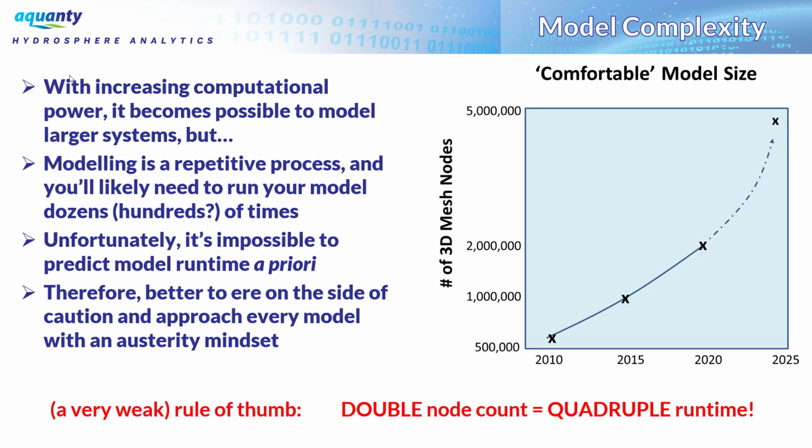And so as a basic rule of thumb, what you always want to do is err on the side of caution. You want to approach the modeling process with an austerity mindset. You want to treat the model as though every little bit of complexity that you introduce, every additional node, is going to completely blow up your model runtimes, and therefore you want to find every bit of savings that you can find in the model, in model complexity, in the node count, et cetera.